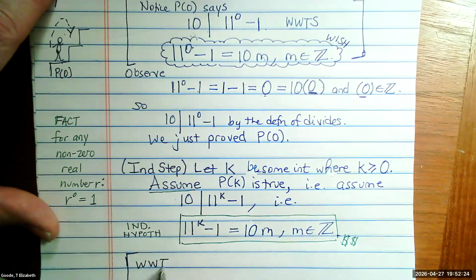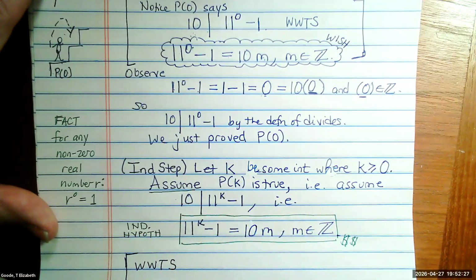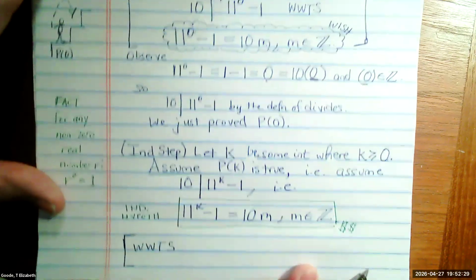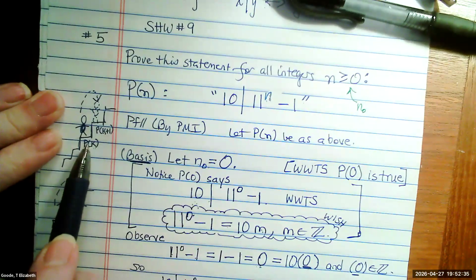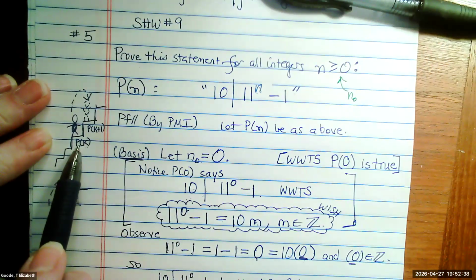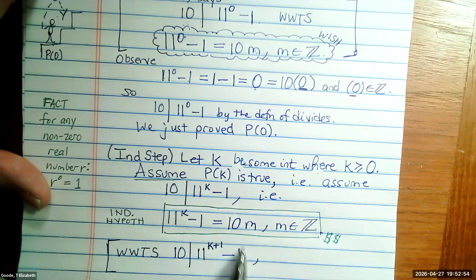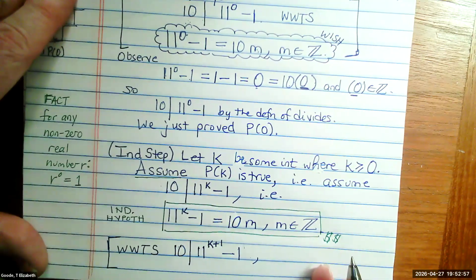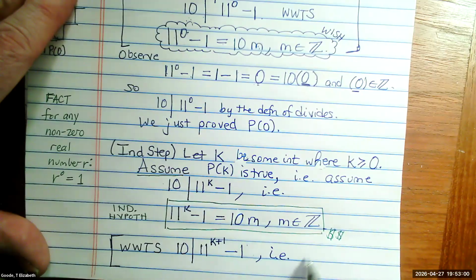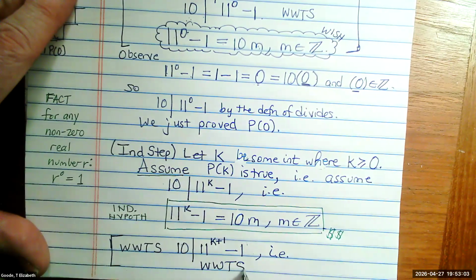So now let's write our wish. We wish to show what? We assume P of K. What do we wish to show? We assumed we're standing here on step P of K, because we have to go to K plus 1. So we want to show 10 divides 11 to the K plus 1 minus 1. Great. Let's change it to an equation, because to show this, we're going to have to show that there's an equation that holds. i.e., what equation do we wish to show holds?